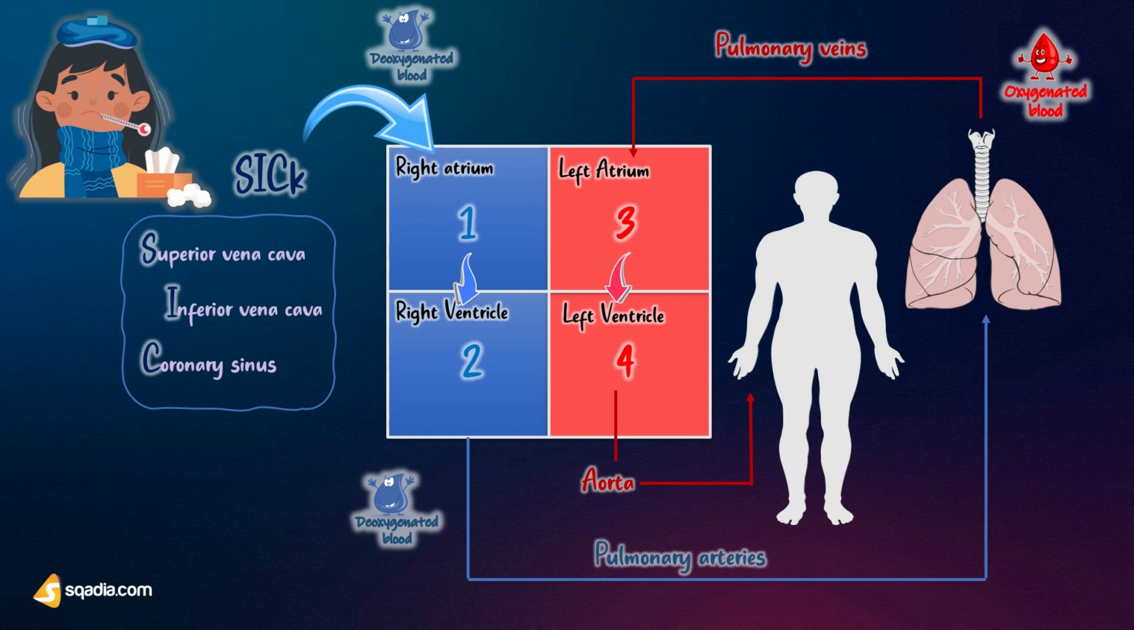But remember, both atria get filled simultaneously, and both ventricles get emptied simultaneously. And so the cycle continues. This chart was just for your memorization about great blood vessels and the flow of blood inside the heart.